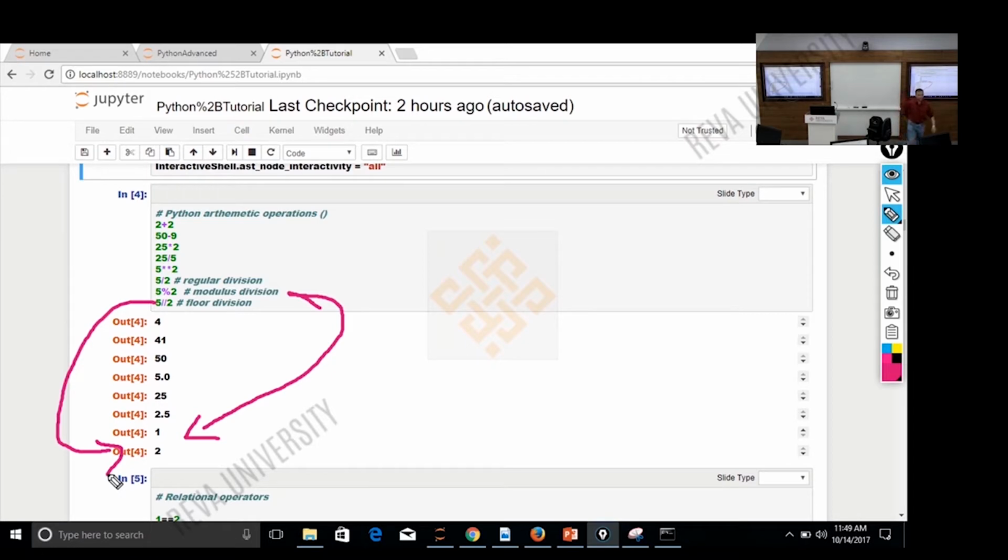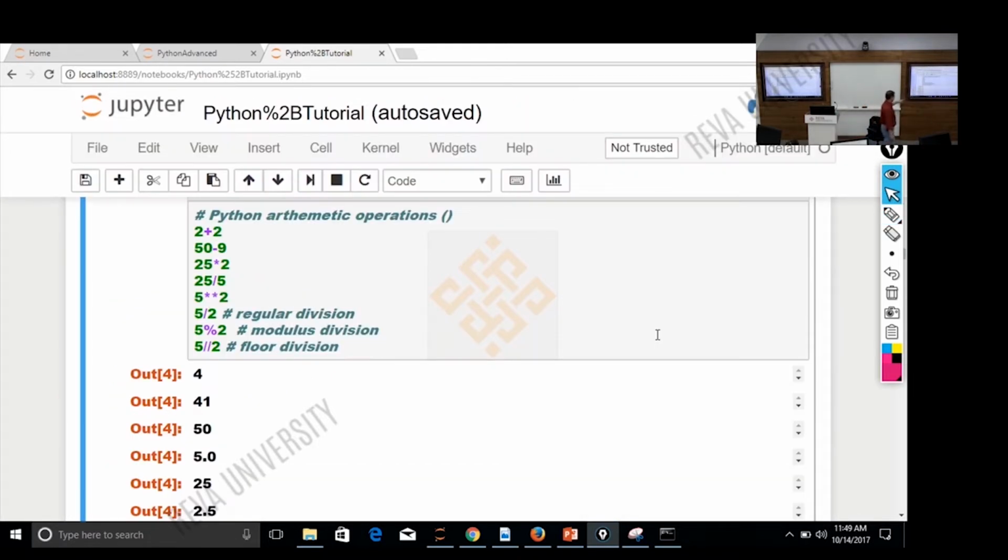Where would we use it? Is it just for the mathematical gyan, or can we use it somewhere? So there is a regular division, Shinu. So this will give you the float right over here. Then there's a modulus division which will give you the remainder. There's a floor division which will give you the multiple. So my question is, why do we need so many divisions? What could be the utility?